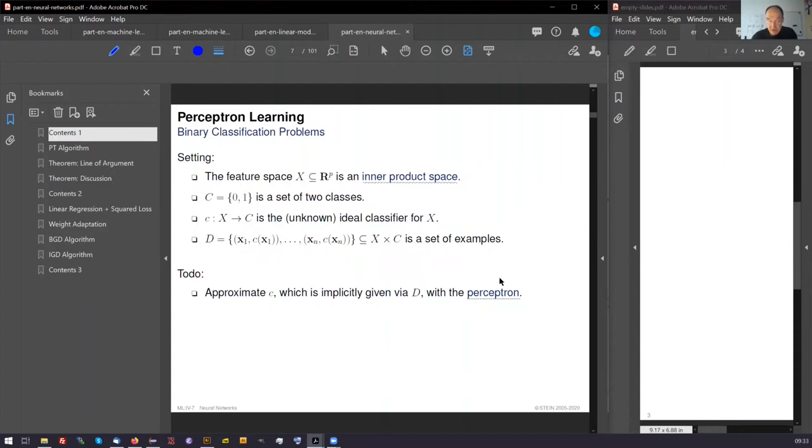We will use this simple model to solve a problem, namely, again, the binary classification problem. The feature space is, again, an inner product space. It means we have a field. We can compute the scalar product. We have two classes. We are looking for a function. This takes an input and says yes or no, spam or not spam, good or not good, and so on. And again, we have a set of examples.